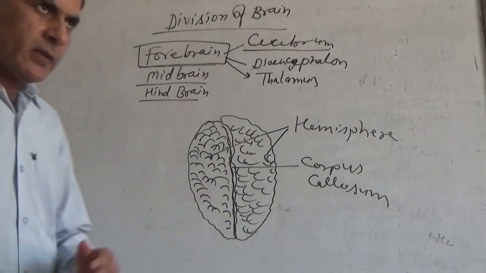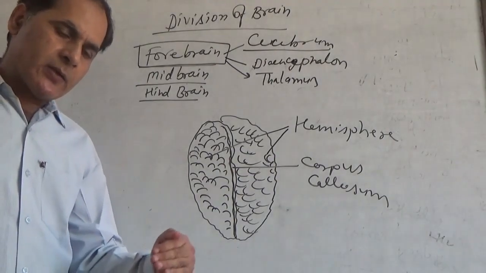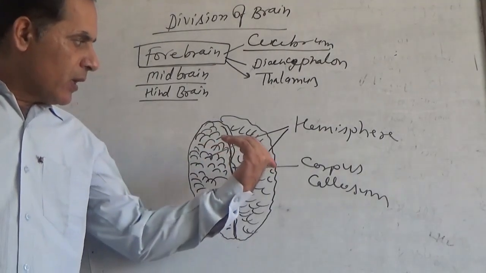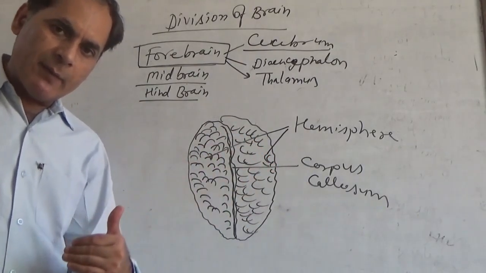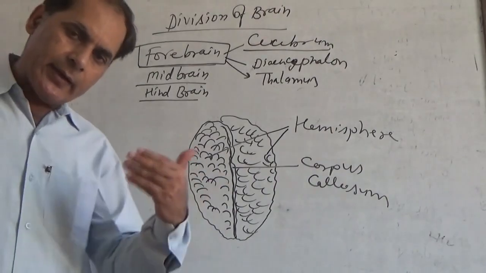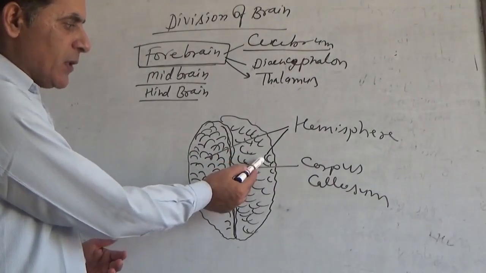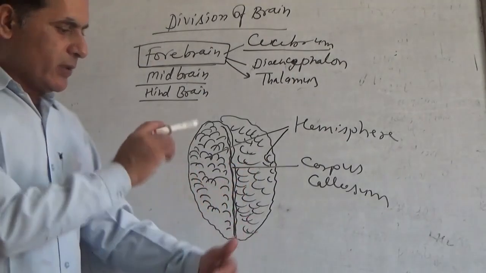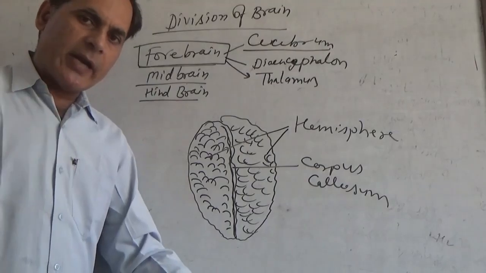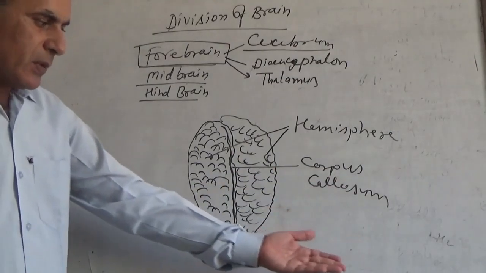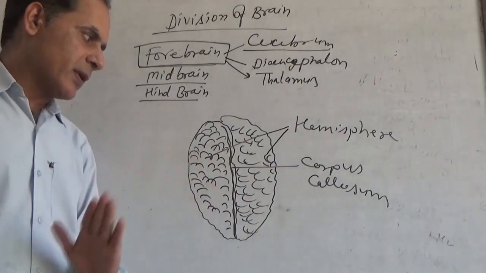So the cerebrum is made up of two parts, called hemispheres: the right hemisphere and the left hemisphere. This is the right side, so this is the right hemisphere. This is the left side, so this is the left hemisphere.